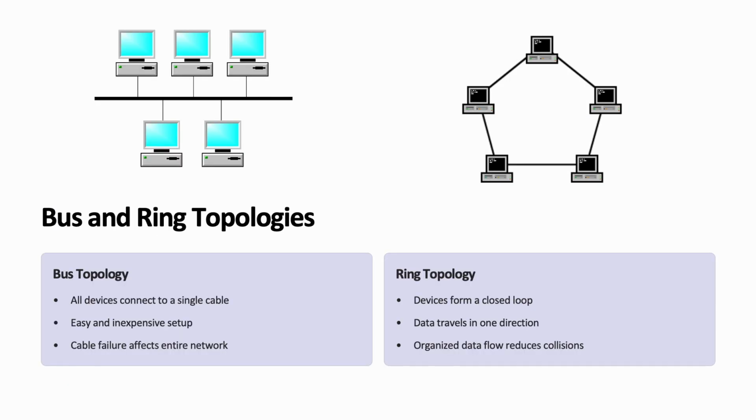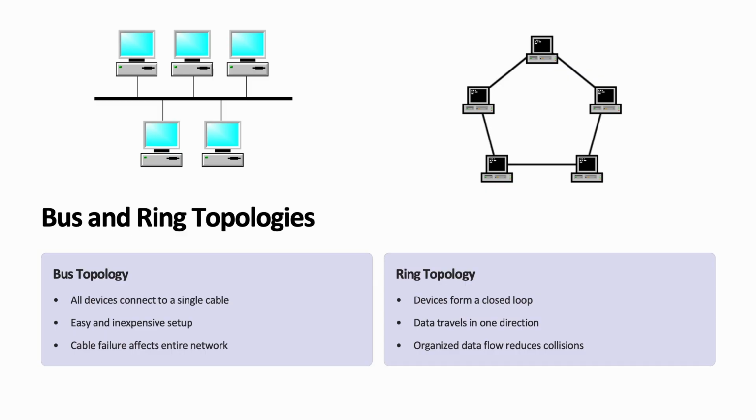A bus topology connects all devices along a single central cable. Every node listens for data on this single shared channel. It's easy and inexpensive to set up. It's for simple, very small networks.